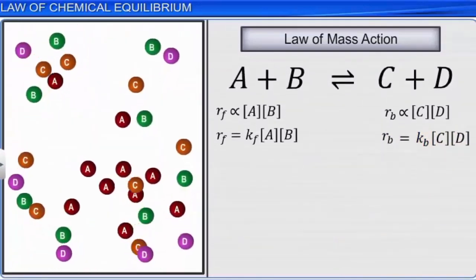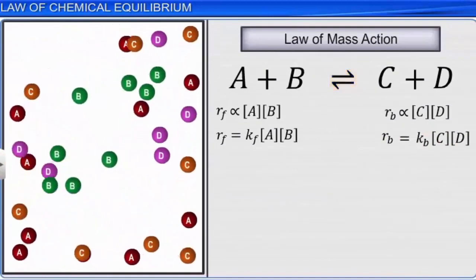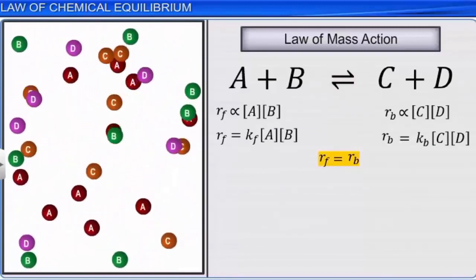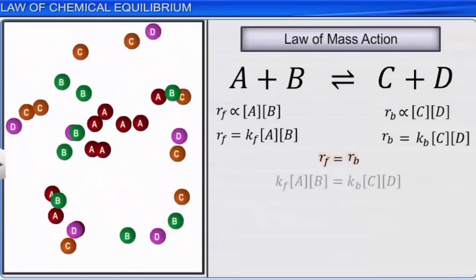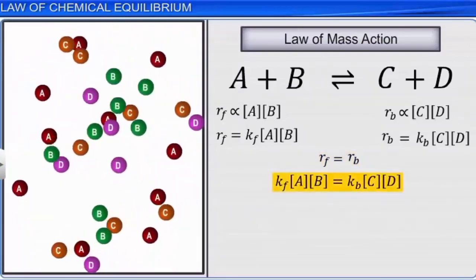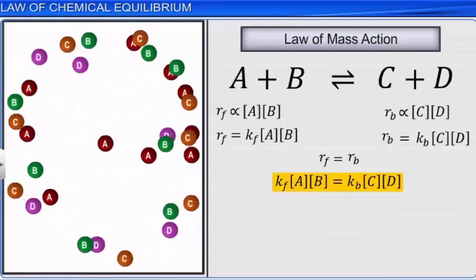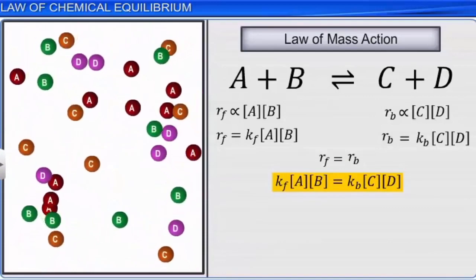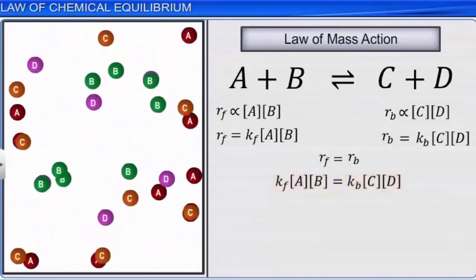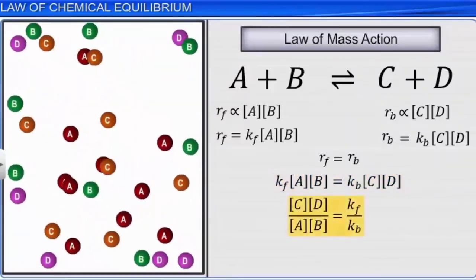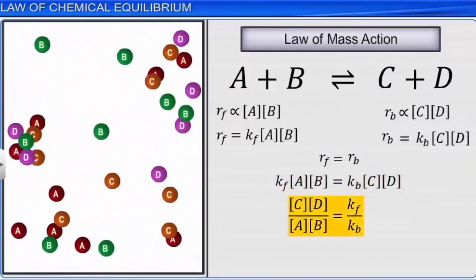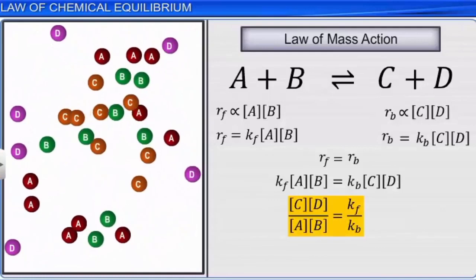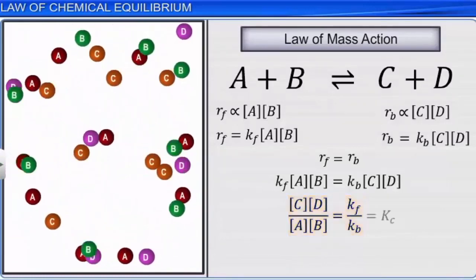At equilibrium, the rate of forward reaction becomes equal to the rate of backward reaction. That is, Kf multiplied by the product of concentrations of reactants A and B is equal to Kb multiplied by the product of the concentrations of C and D. Or, this can be written as the product of the concentrations of products C and D divided by the product of the concentrations of reactants A and B is equal to Kf divided by Kb, which is equal to a constant Kc.